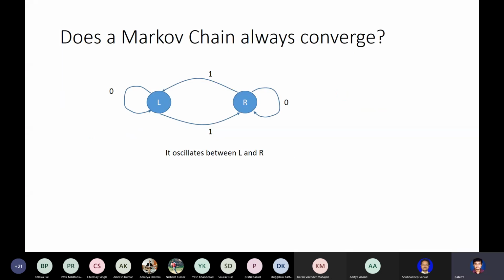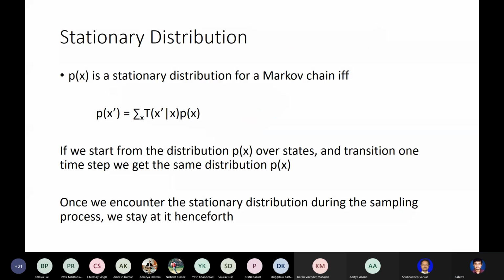All right. So the next question is, does a Markov chain always converge? We said that it converges. So does a Markov chain always converge? So here is an example which doesn't converge actually. You see, even if we run for infinity time, it will always oscillate between left and right. So it's not necessarily that any Markov chain converges. There is another definition that we need.